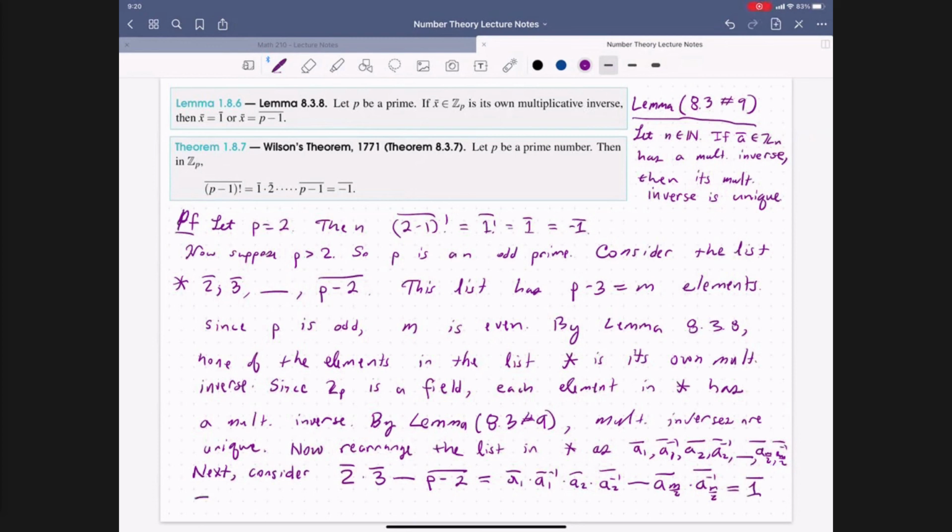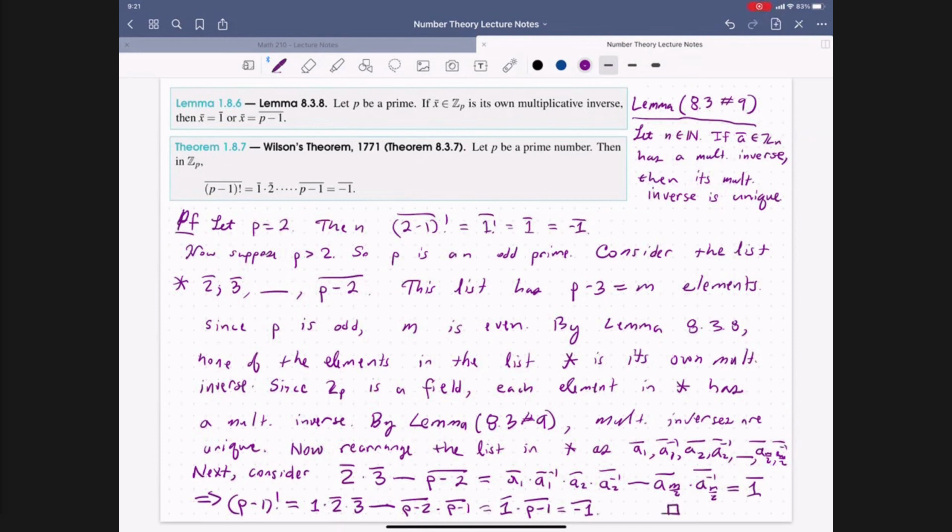Now if we look at p minus 1 factorial, we end up getting that this is 1 times 2 times 3 to p minus 2 bar times p minus 1 bar. But we know that the inner term, 2 all the way to p minus 2, that's 1. So we are left with 1 times p minus 1. But now this 1 times p minus 1 bar is just p minus 1 bar, but p minus 1 bar is the same as minus 1. And that concludes the proof. We have now proven Wilson's theorem.